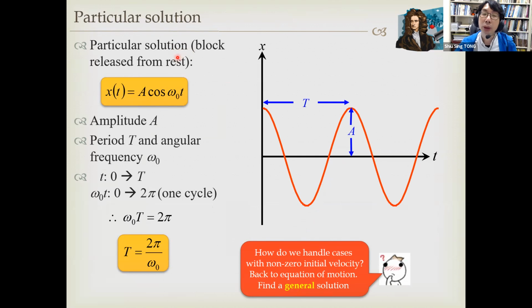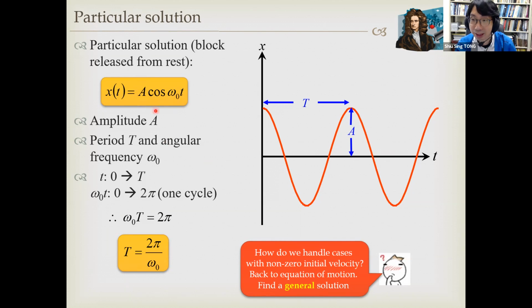Now, this is a particular solution to that problem. We call it a particular solution because it does not exhaust all the initial conditions. We only assume the block is released from rest. We do not assume any initial velocity on the block. So that solution is not general. It corresponds only to a particular initial condition in which the block is at rest. So for that case, we have a so-called particular solution, and that solution is described by x = A cos(omega naught t). A is the initial amplitude of the oscillation, and omega naught is a constant called the angular velocity.